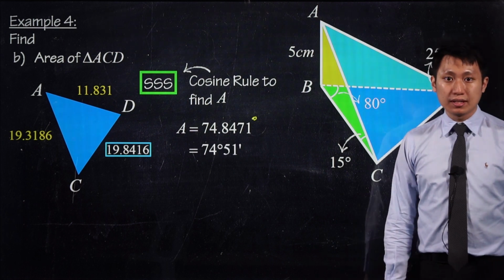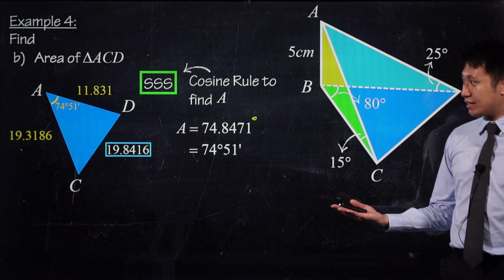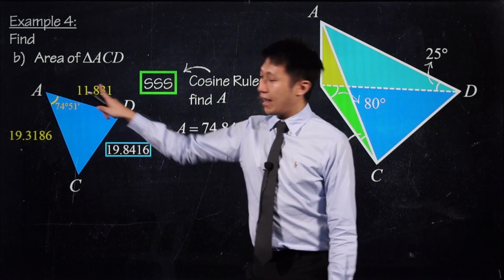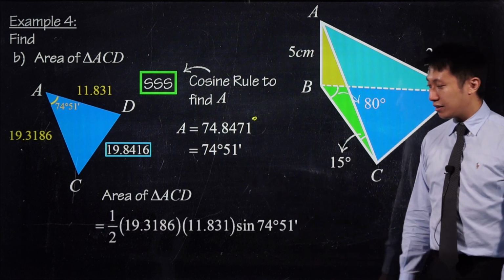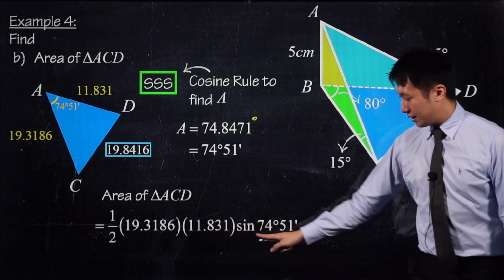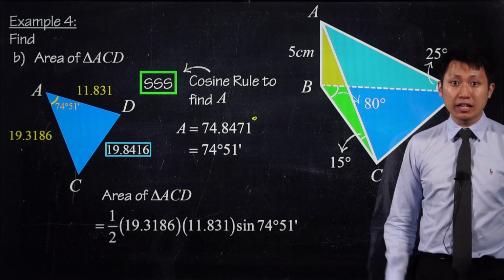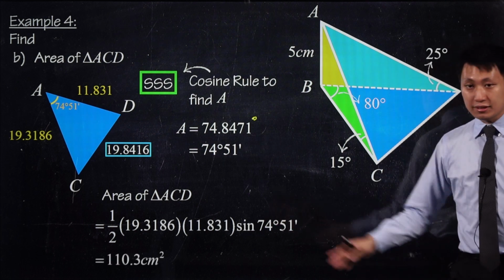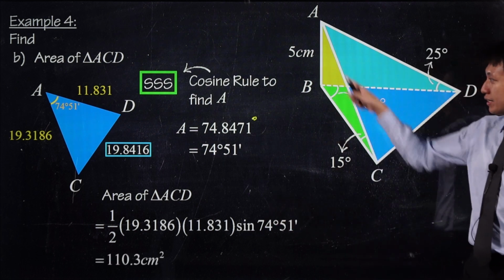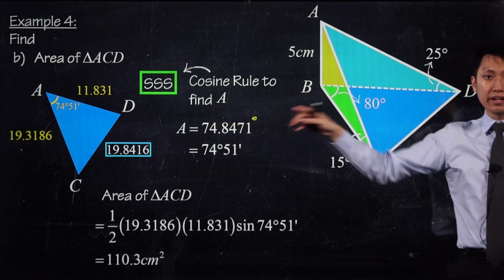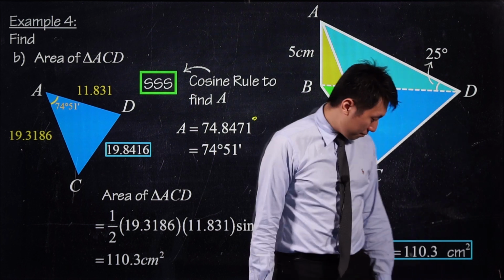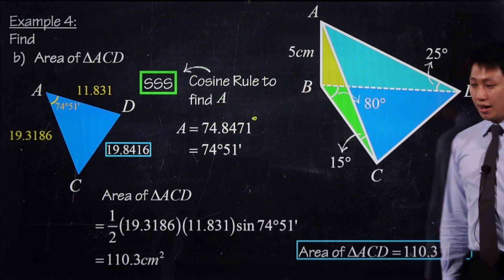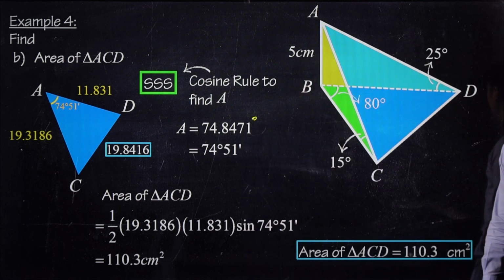If I've got this one already, then I have SAS ready. What do I do? I directly use the formula: half of the two sides times the sine of the included angle. I get the answer. That's the area of this triangle, which is given here in 2D. No problem with this one?